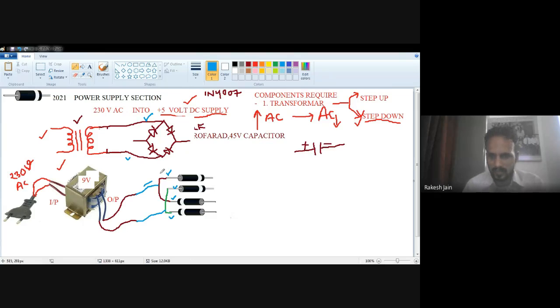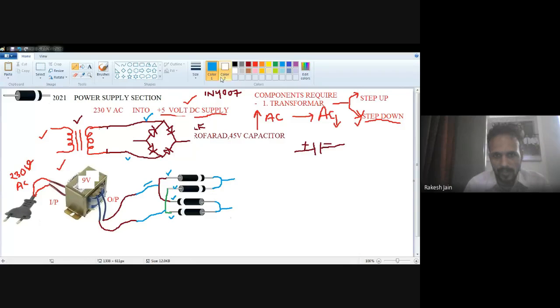So this is the remaining 2 sides. How can we connect the remaining 2 sides? So 2 cathodes will be connected and 2 anodes will be connected. 2 anodes will be connected and 2 cathodes will be like this. Now what do I have to do?